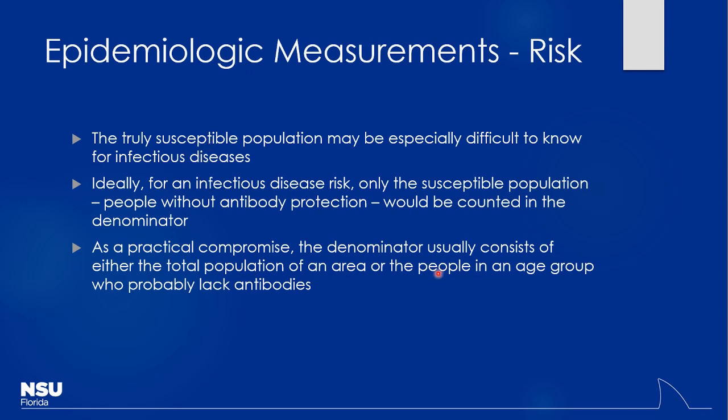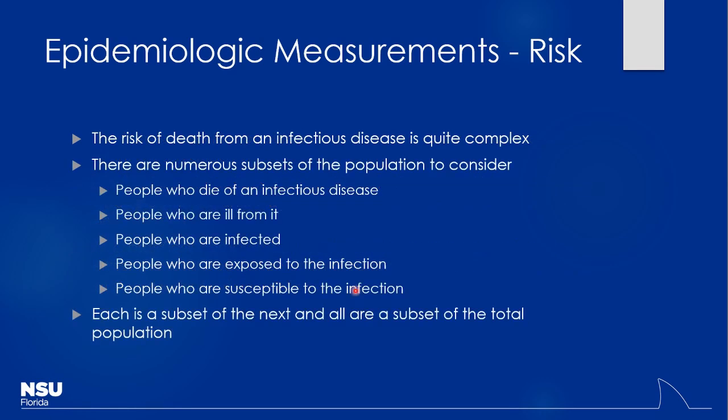So anyway, the denominator usually is either going to consist of the entire population, which would include everyone, or you may be trying to focus it to a specific group, maybe those that lack antibodies. Maybe you've done blood titers to see, do you have any antibodies against polio? If no, then maybe you are an at-risk population, right? And again, when you're looking at risk, let's say, for instance, the risk of death from an infectious disease, it gets really complex because you have to consider all stages of things.